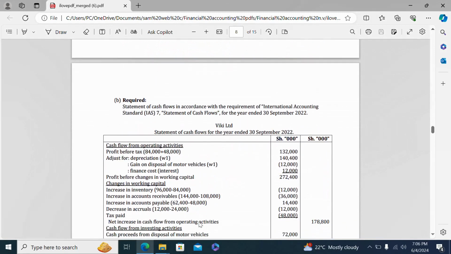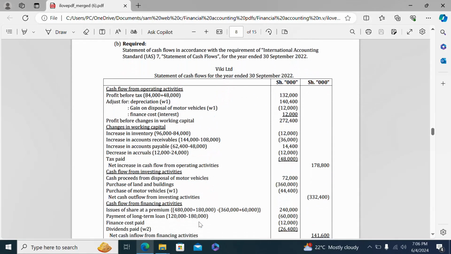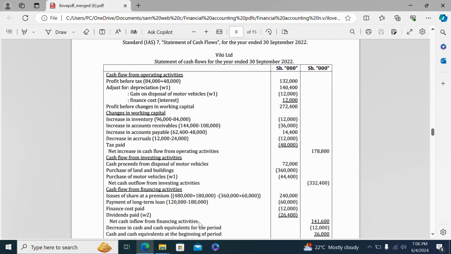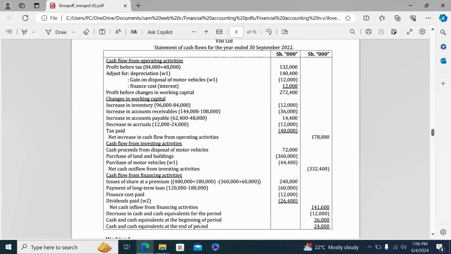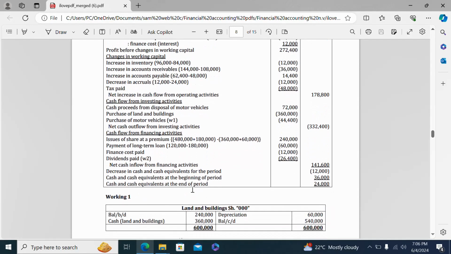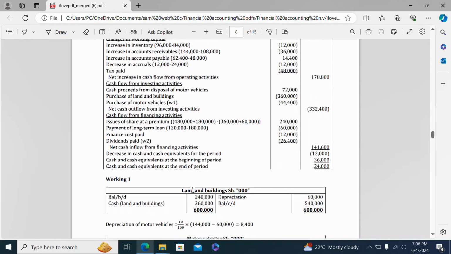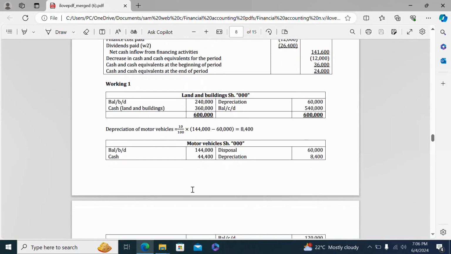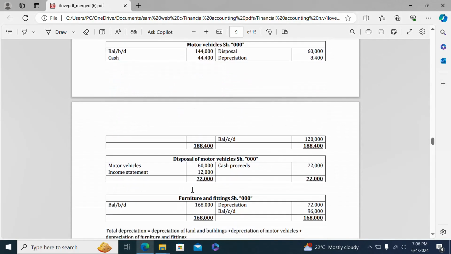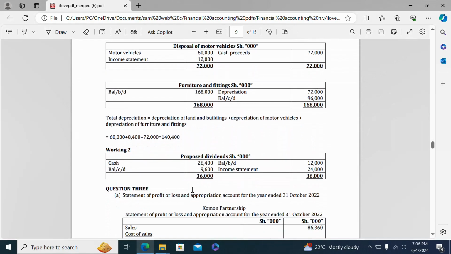Then part B, statement of cash flow. So this is the statement of cash flow for Vicky Limited. You can see we start with cash flow from operating activities, then we go to cash flow from investing activity and cash flow from financing activity. So we are going to be demonstrating most of this question. Then these are the workings for that question. These are the workings continued.